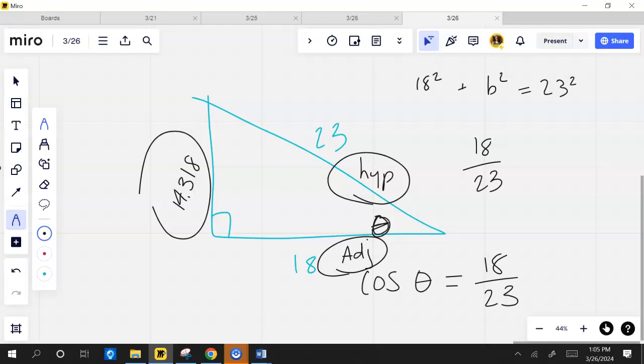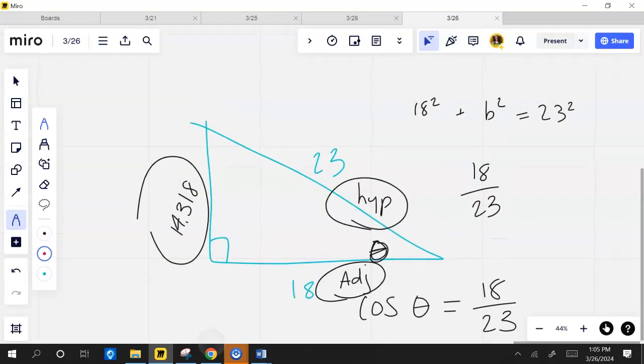How would that change? If I put the theta here, now I've got opposite and hypotenuse, so I would use sine and say that it's 18 over 23. The hypotenuse is going to be the hypotenuse no matter what, because across from the 90-degree angle is always the hypotenuse. It's always opposite.